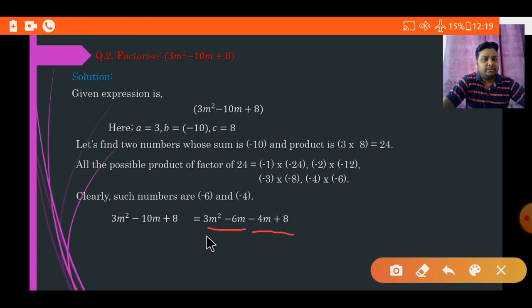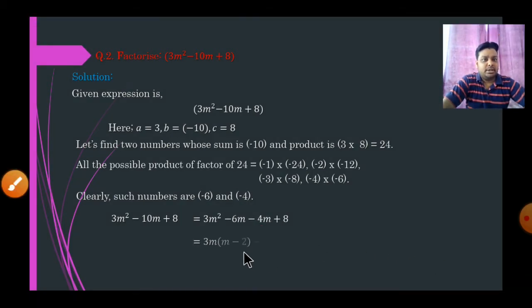Constant term 3 is common and the variable m is common. In the second pair, no variable is common, only the constant term 4 is common. So we will take the common factors. Here 3m is common, so m minus 2 is left. Now we take minus 4 as common, so the sign will also change, and here first term m is left and in the last term 8, 4 twos are 8, so 2 is left. So m minus 2 and m minus 2 both match. We will take it as common and 3m minus 4 will be left.